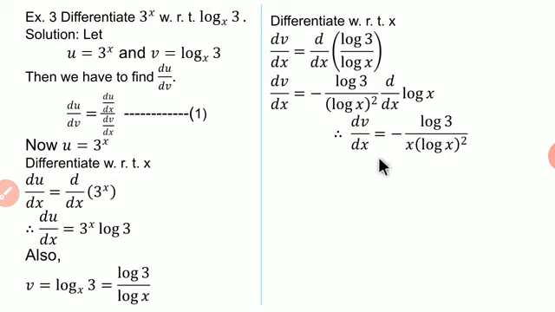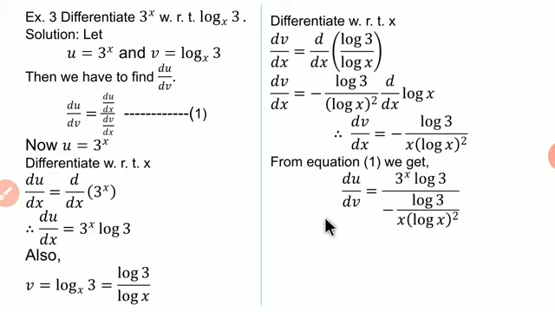Now we get here both the values, du by dx and dv by dx. So put these values in this relation number 1, and therefore from equation 1 we get du by dv is equal to 3 raised to x log 3 divided by minus of log 3 divided by x into log x square.